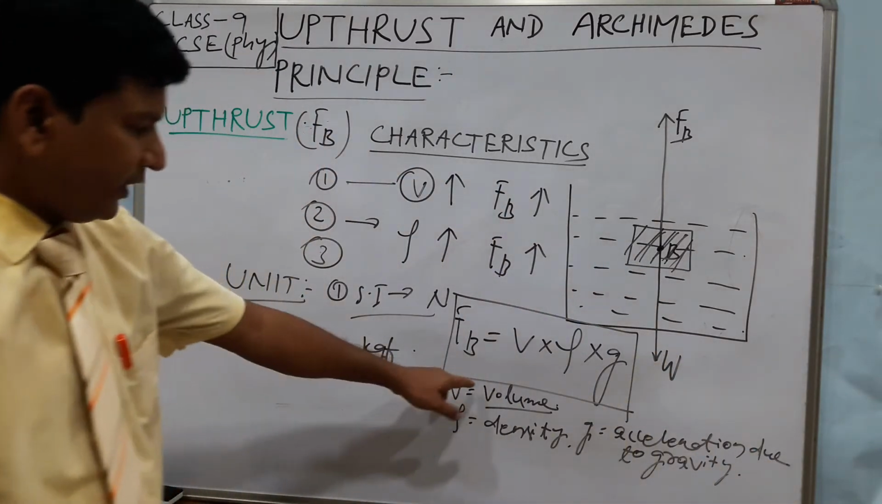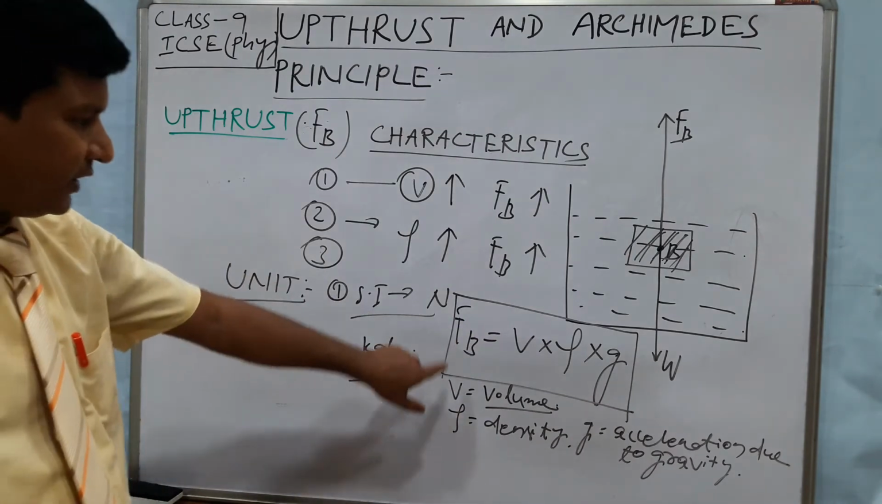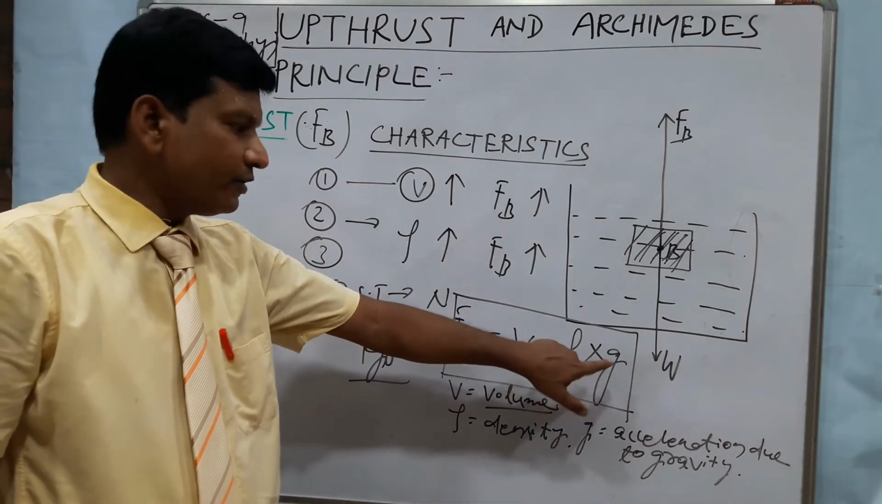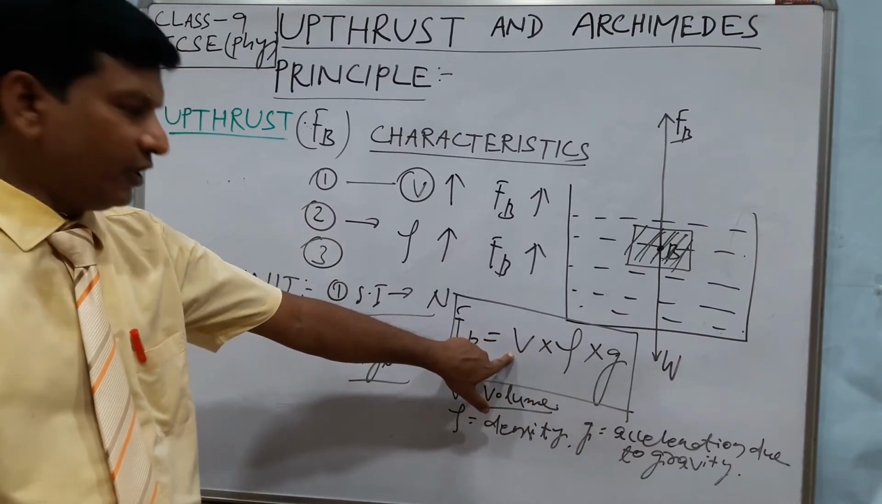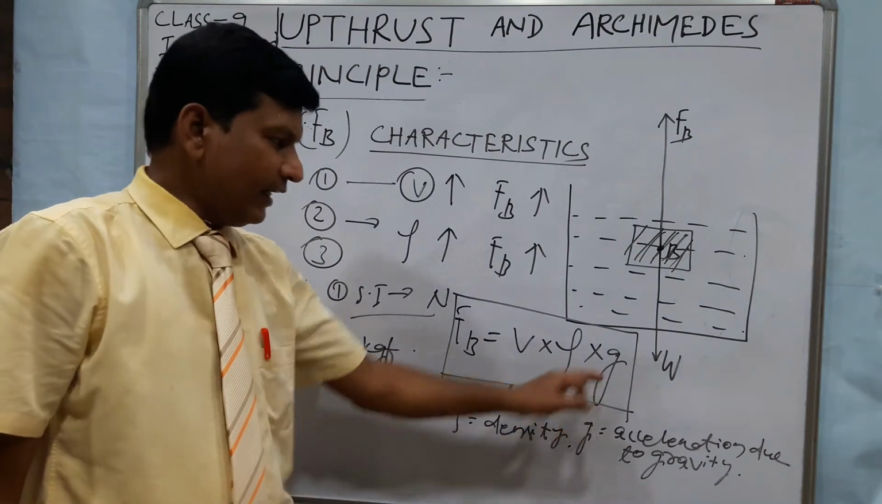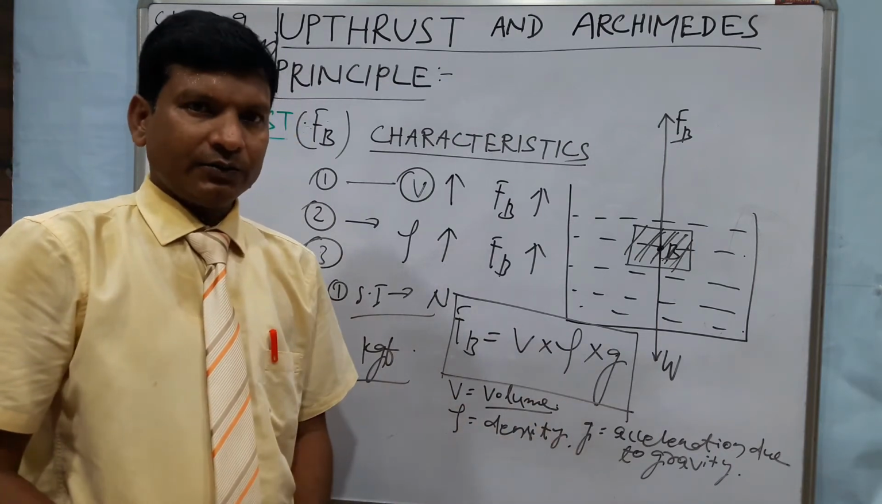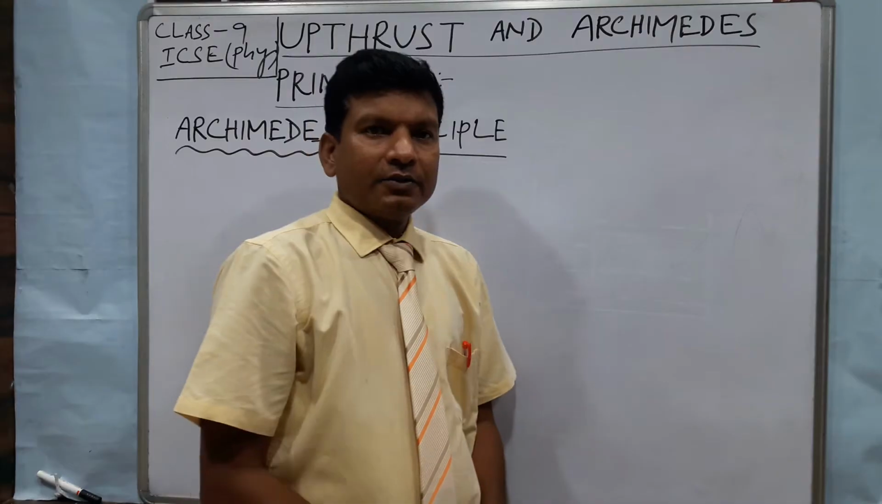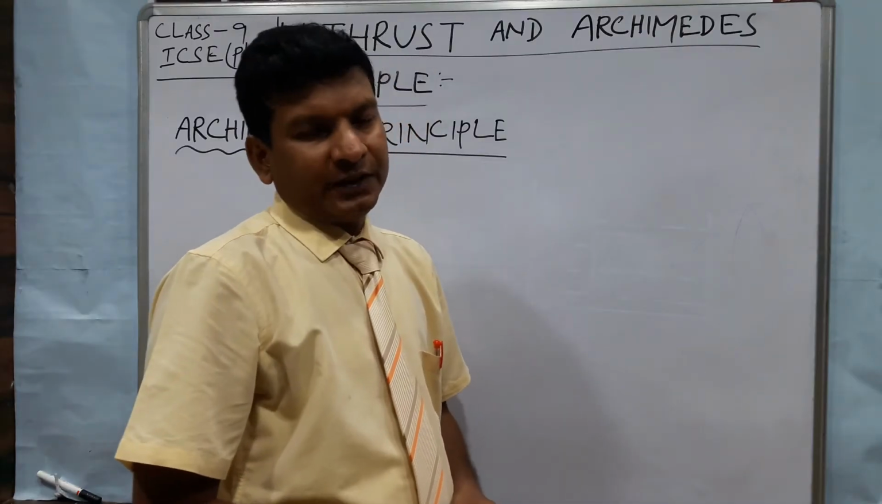So once again I repeat, the expression of the upthrust is Fb equals V into rho into g. Here V stands for volume, rho stands for density, and g stands for acceleration due to gravity. Next I will teach you Archimedes' principle. So now we will see what is Archimedes' principle.